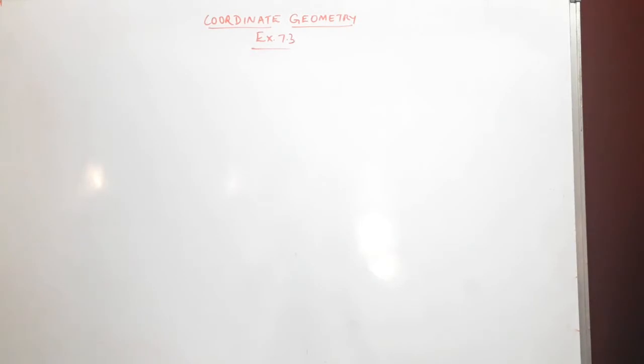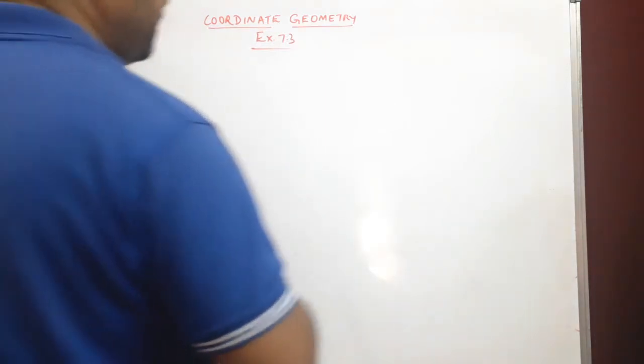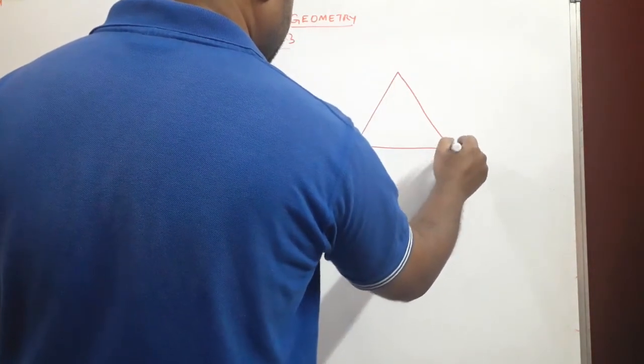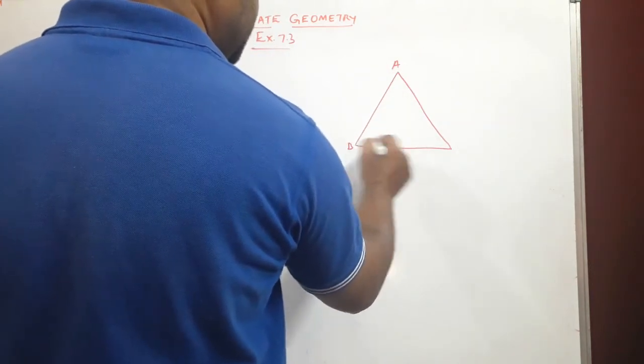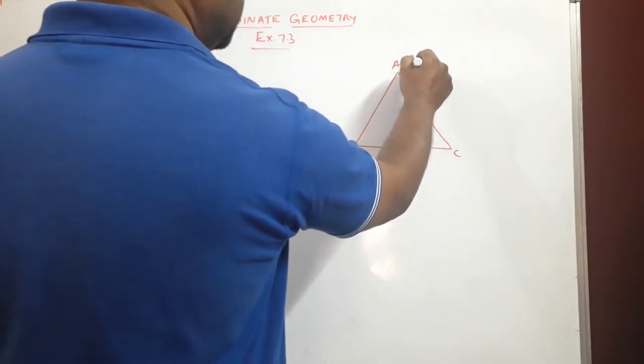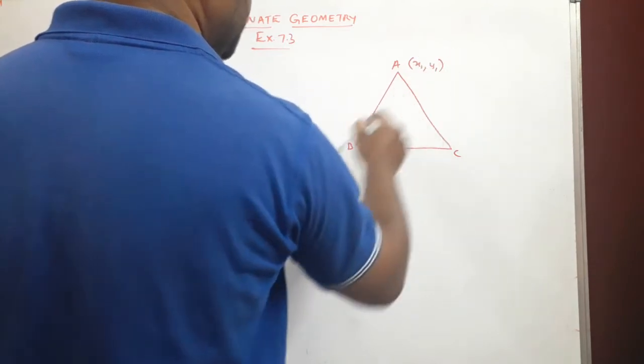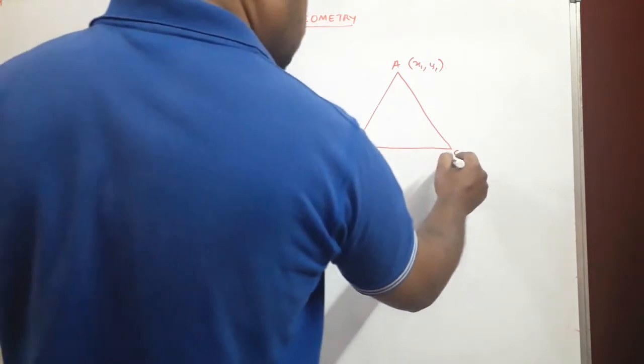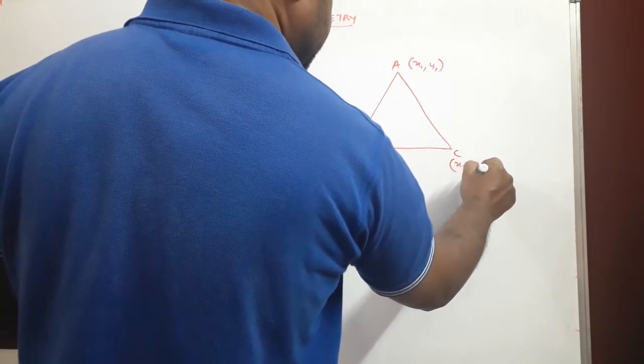Hello students, in this video we will be learning how to find the area of a triangle when the coordinates of the vertices are given. So if we have a triangle, let's say we assume a triangle ABC, just drawing a triangle, where we have A, B and C, and the coordinates of A is say x1 comma y1, coordinates of B are x2 comma y2, coordinates of C is x3 comma y3.